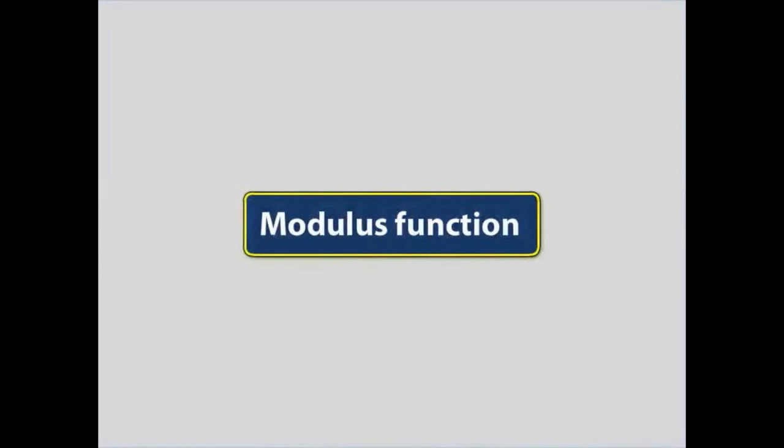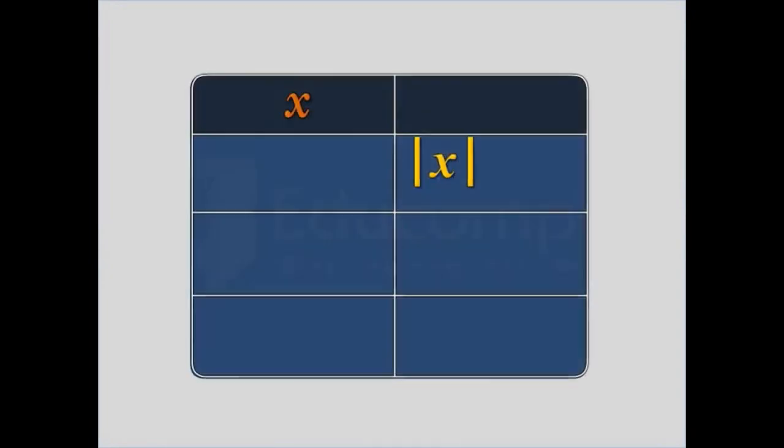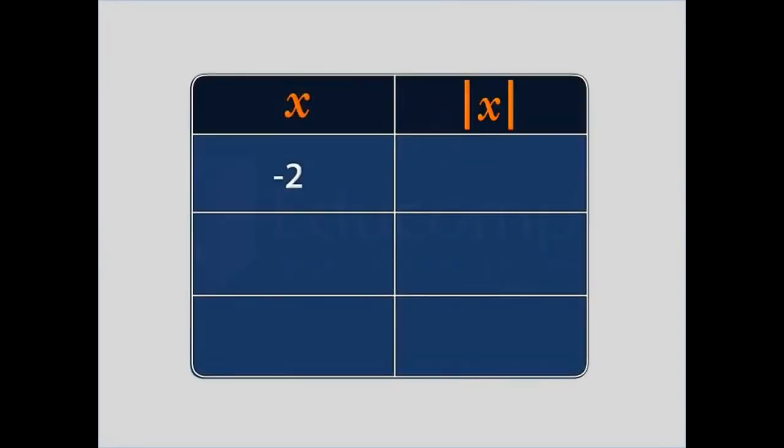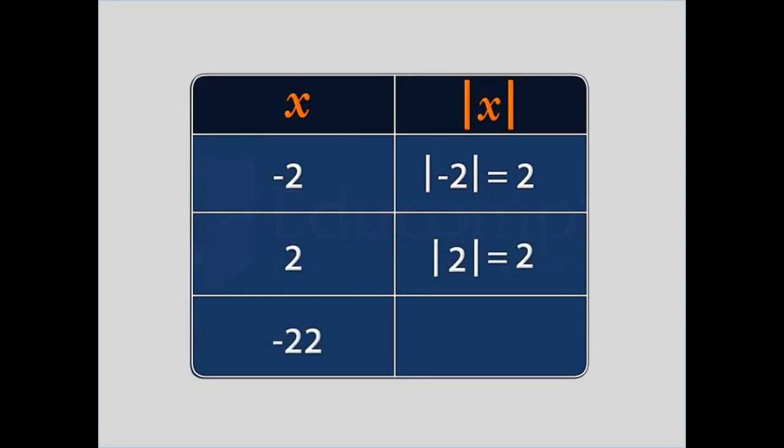Now we'll discuss modulus functions. First, let's recall what a modulus or absolute value of x is. When x equals -2, its absolute value is +2. When x equals +2, its absolute value is +2. Similarly, if we take x equals -22, its absolute value is +22. We see that whatever be the number, positive or negative, its absolute value is always positive.